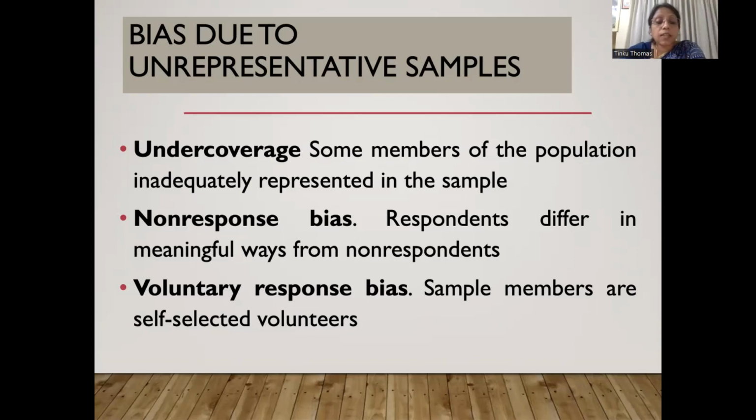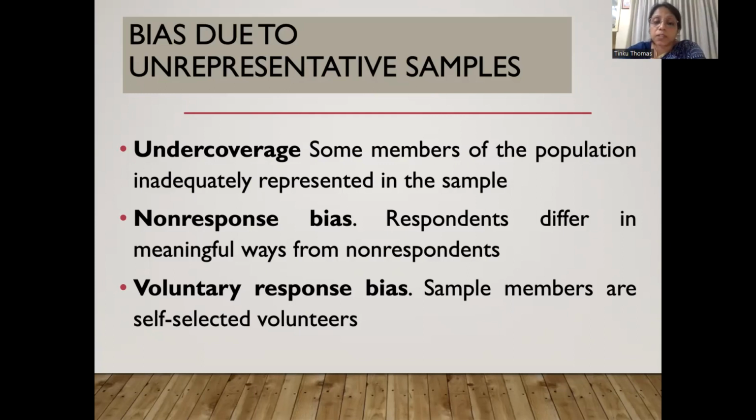And another reason could be that some people are voluntarily coming forward for a survey. Let's say I'm doing a survey on overweight and obesity, and people who are doubting that they are overweight or obese, thinking that maybe they have some benefit in that particular survey, are coming forward and volunteering for the survey, and therefore we have a voluntary response bias. So there are many sources.